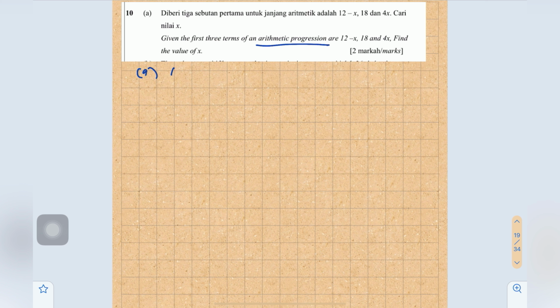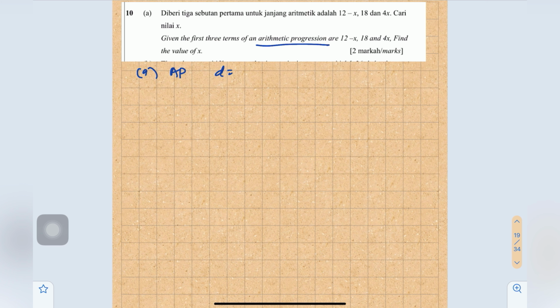Question number 10a, given the first three terms of an arithmetic progression are 12 minus x, 18 and 4x. Find the value of x. So, given an arithmetic progression, the characteristic of an arithmetic progression is we have a common difference D. To find D, D is T2 minus T1 or T3 minus T2.